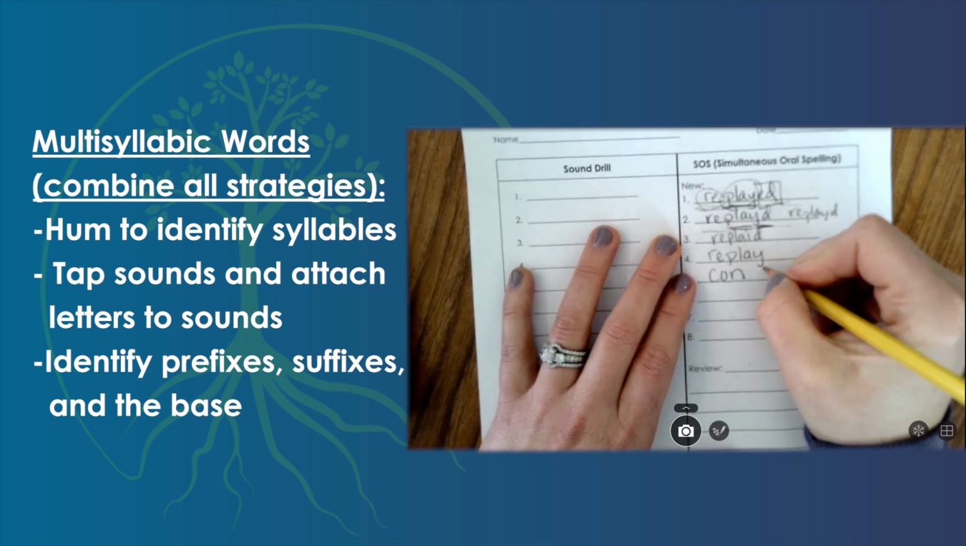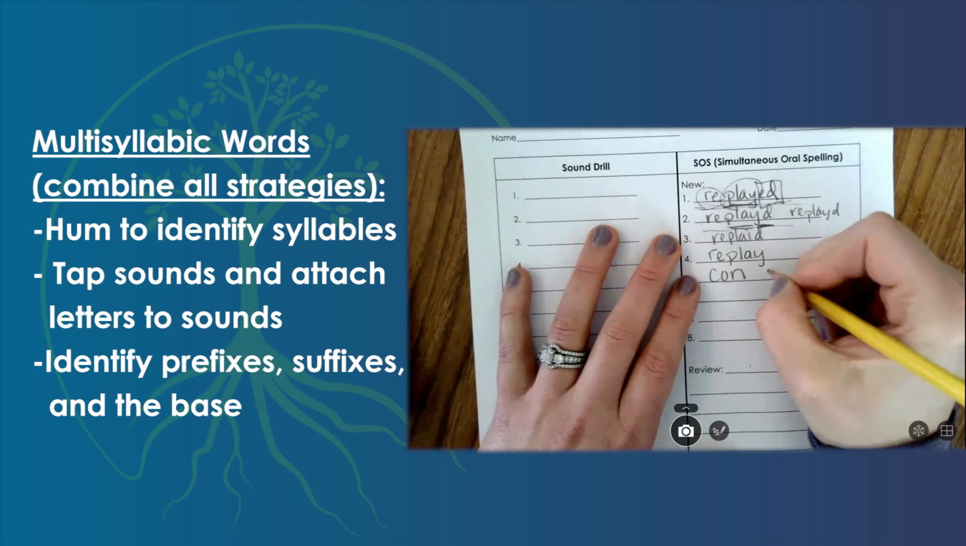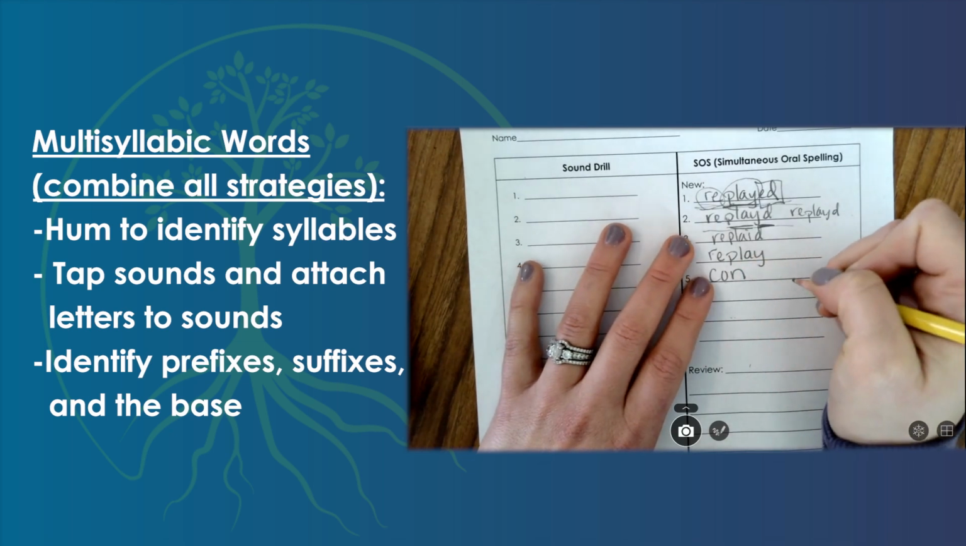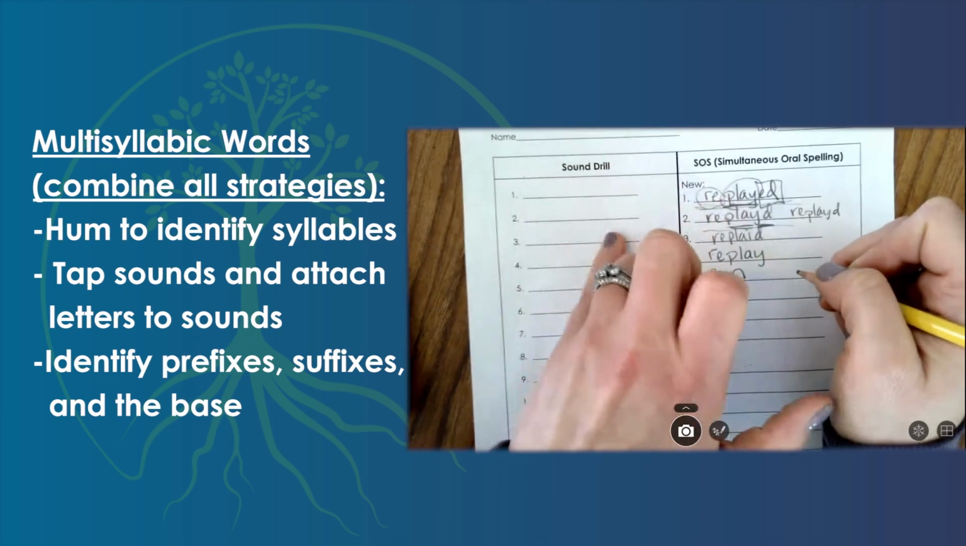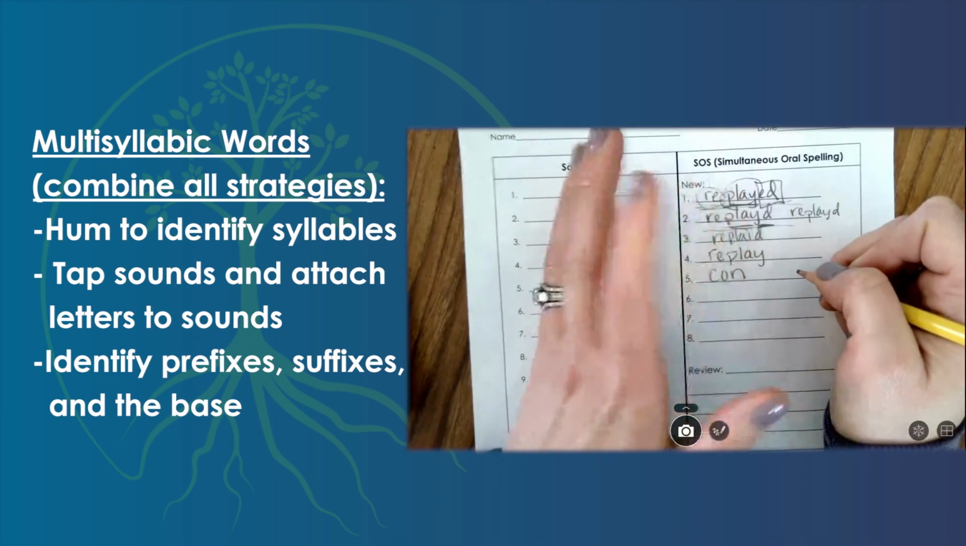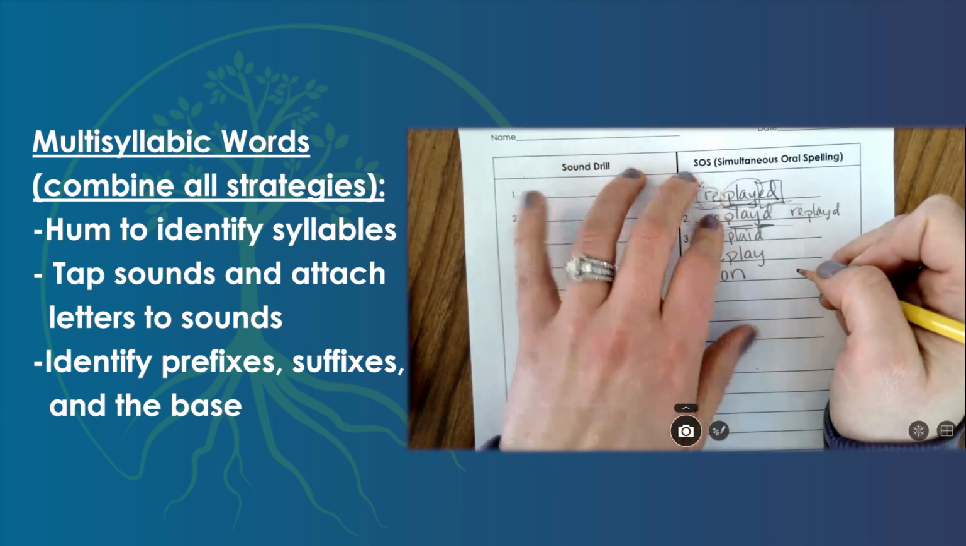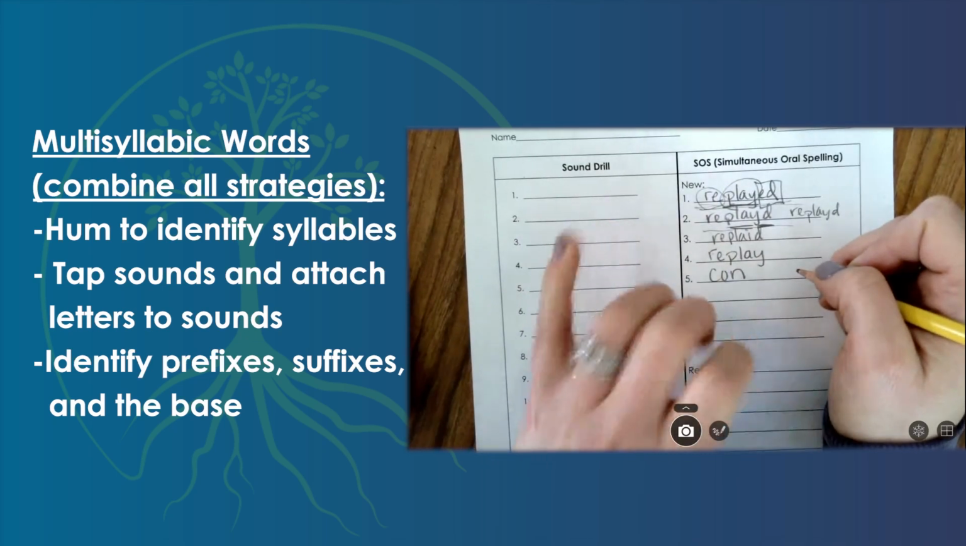What's the second syllable? Struct. The second syllable is struct. Let's tap the sounds. St, r, k, t. And notice how I had to go around. I only have 5 fingers, right? So we had to go around, and our sixth sound go back here.